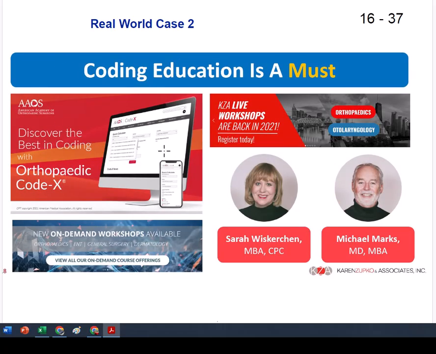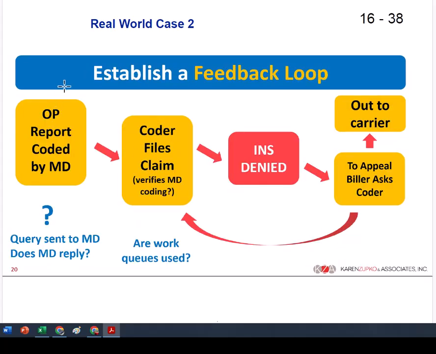So Karen, when I met her 40 years ago, she did this coding education and documentation education. And because there was such a need for this, she's expanded, and is really the preeminent coding education for orthopedics, ENT, plastic. She's the go-to person. And we talked about this earlier.